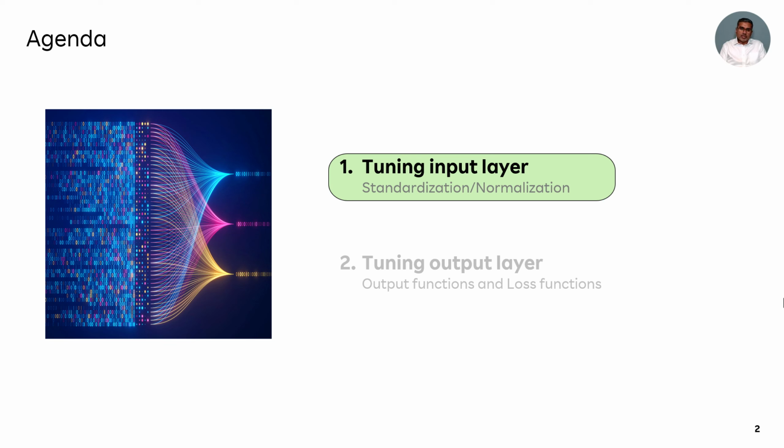The second aspect we'll study today is on tuning the output layer, where we'll figure out different types of output functions, when to use which one, different types of loss functions, and when to use which one for what use case. So let's get started.